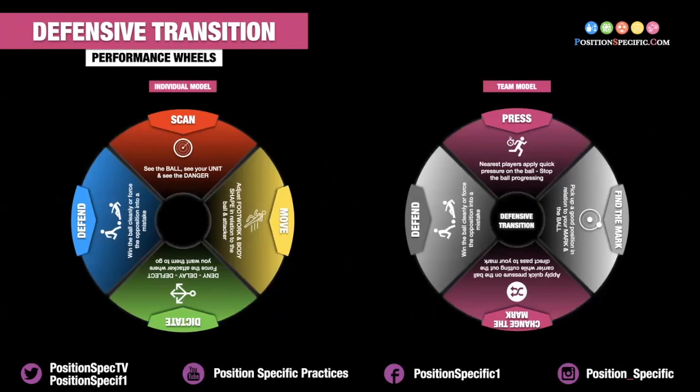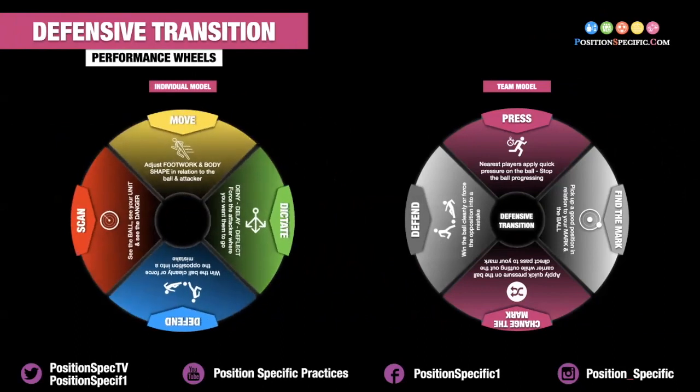So when looking at defensive transition, we look to our performance wheels. So we have an individual model and a team model. Individually, when the players are out of possession, we ask them to scan. So can they see the ball? Can they see their unit or their teammates? And can they see the danger?